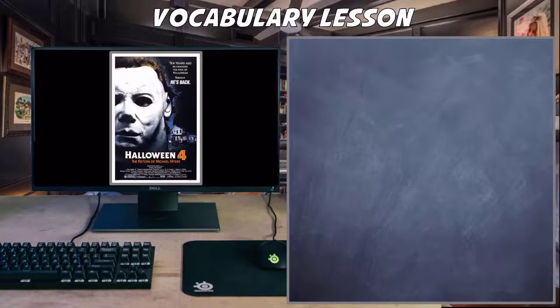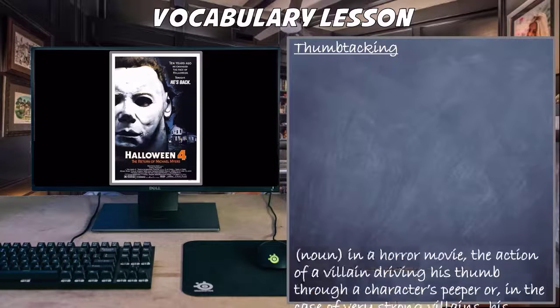Two terms tonight, one new term, one review term. Let's start with the new term. Our new term for this evening is thumbtacking.